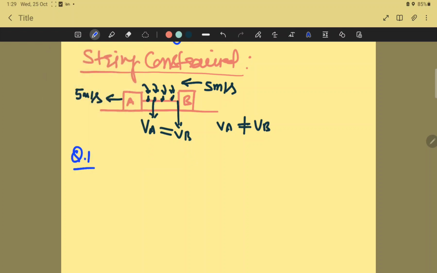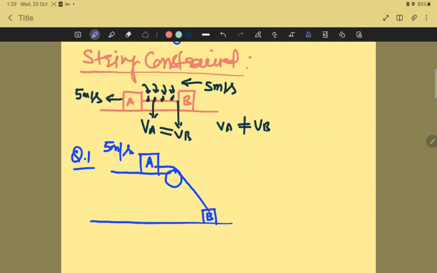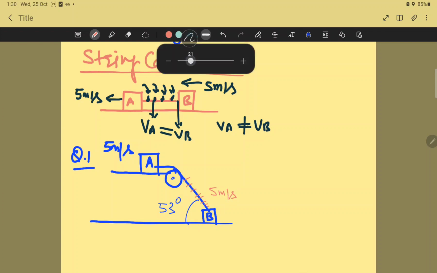Question number 1, let's take this system, with a string attached to block A and block B. Block A is moving with 5 meter per second speed, fine, and let's say the angle is 53 degrees, and here we can say at every point the velocity transferred to B is 5 meter per second. Clear? 5 meter per second.